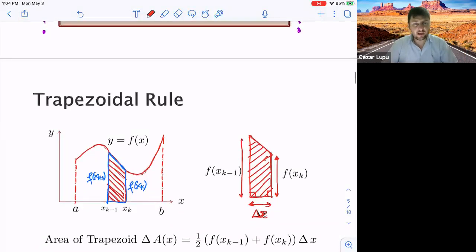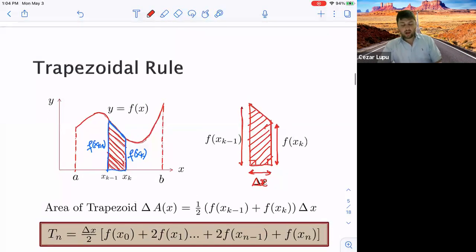So for this section, for this trapezoid, the area will be 1/2 times f of xk minus 1 plus f of xk, times delta x, right? Does it make sense? So that's the area of the trapezoid. And now let's apply it to our problem. So let's look at all areas, all right? And let's just add them up. So this is just for one section, right? That you see in the picture.